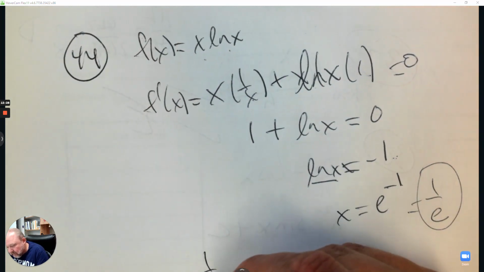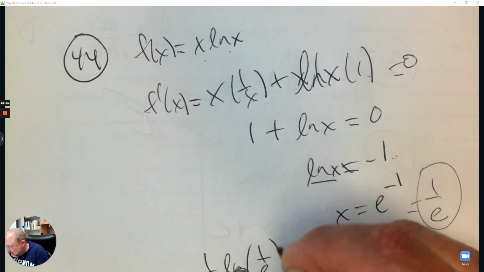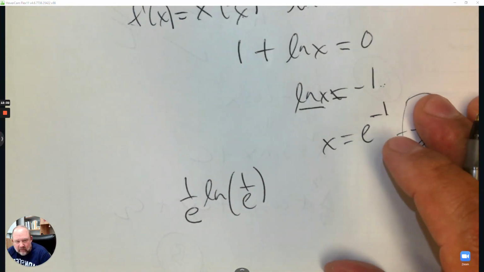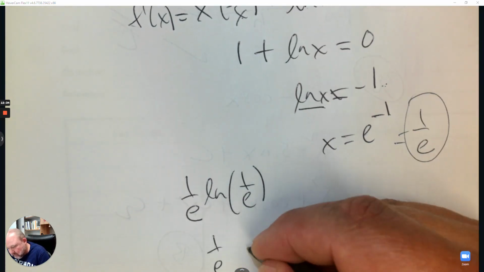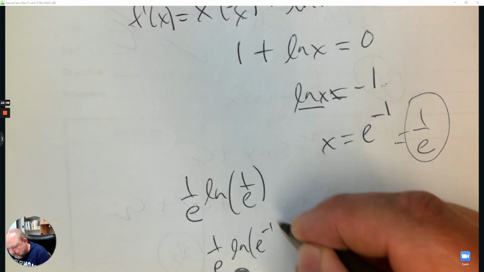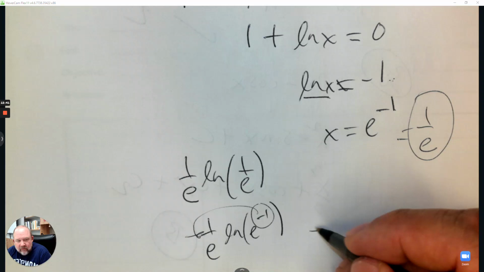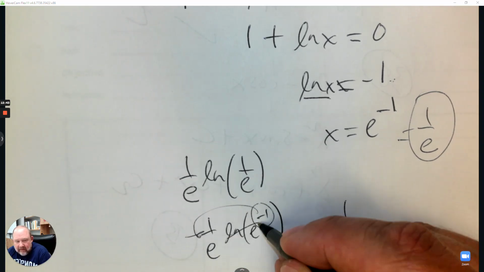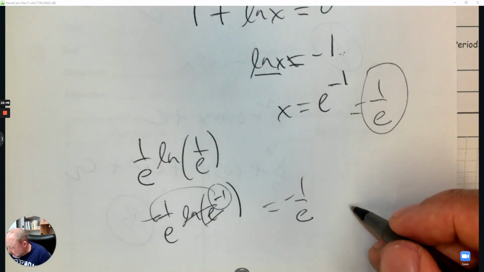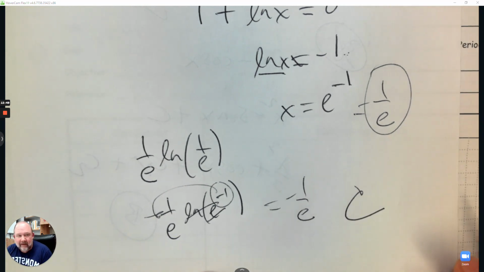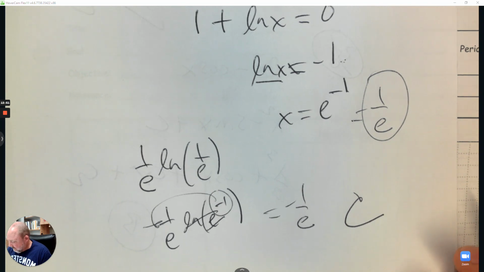Then when I plug 1 over e in to find that minimum value, this is in front, so that's just negative 1 over e, and ln e is just 1, so I get negative 1 over e as an answer. Answer C. Done. Is that the last one?